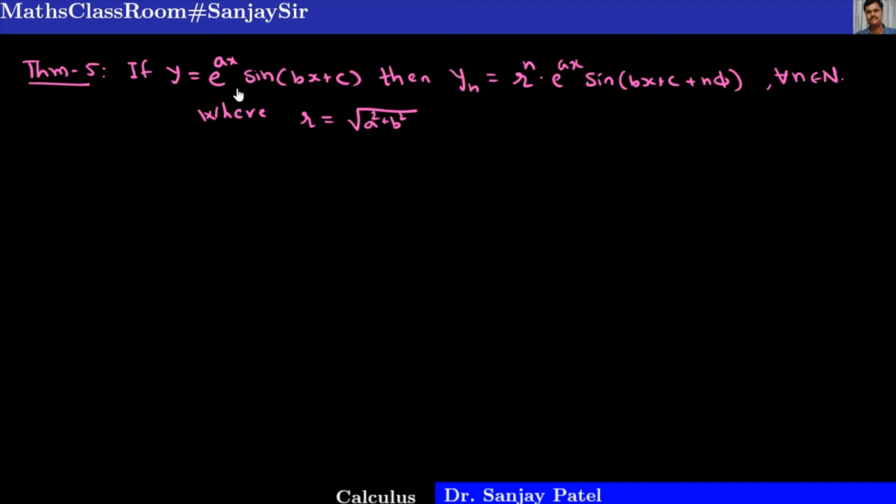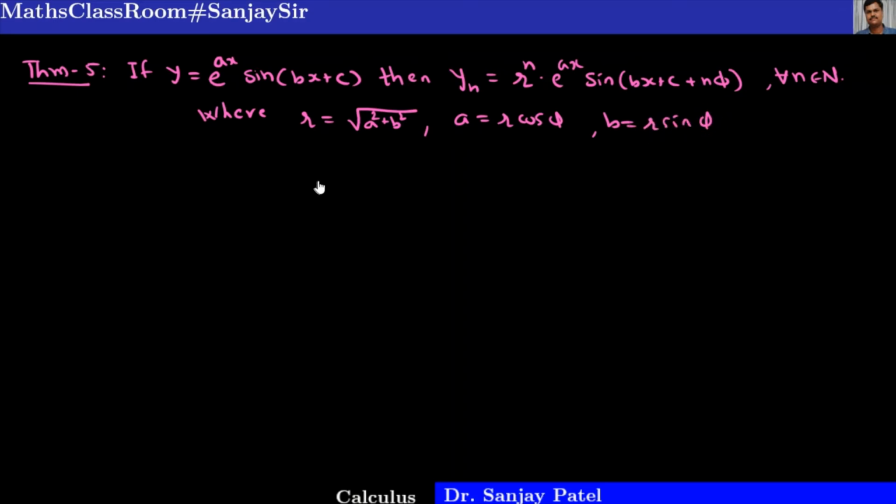So if you have this kind of function, y is equal to e raised to ax into sine bx plus c, then the coefficient of x in the power of e we take as a, and the coefficient of x in the argument of the sine function we take as b. Then we find r is equal to square root of a square plus b square. And after finding r, we can find the value of phi using the relation a is equal to r into cos phi and b is equal to r into sine phi.